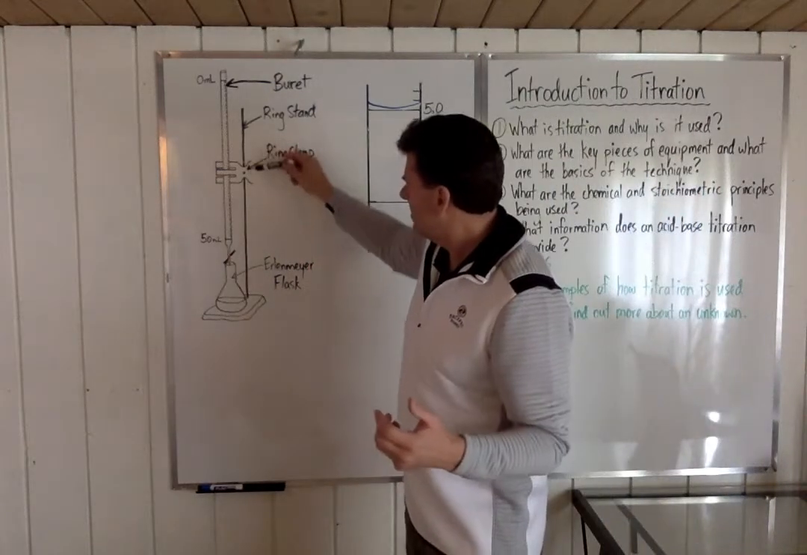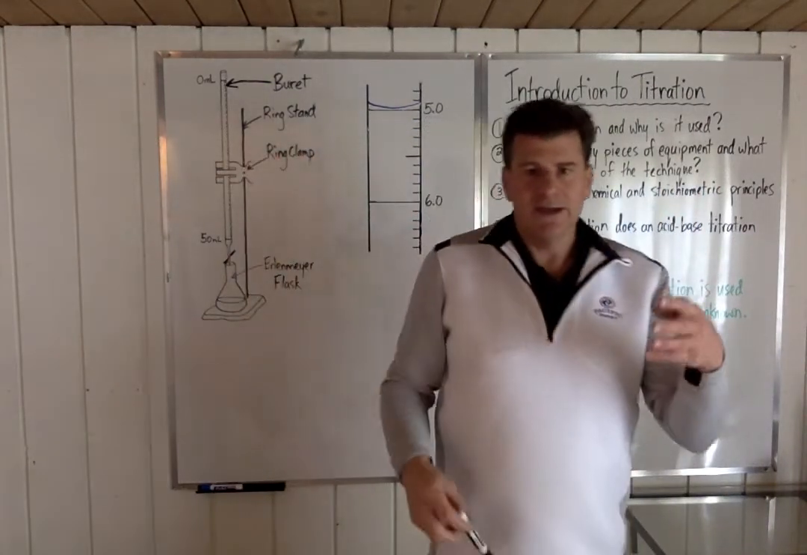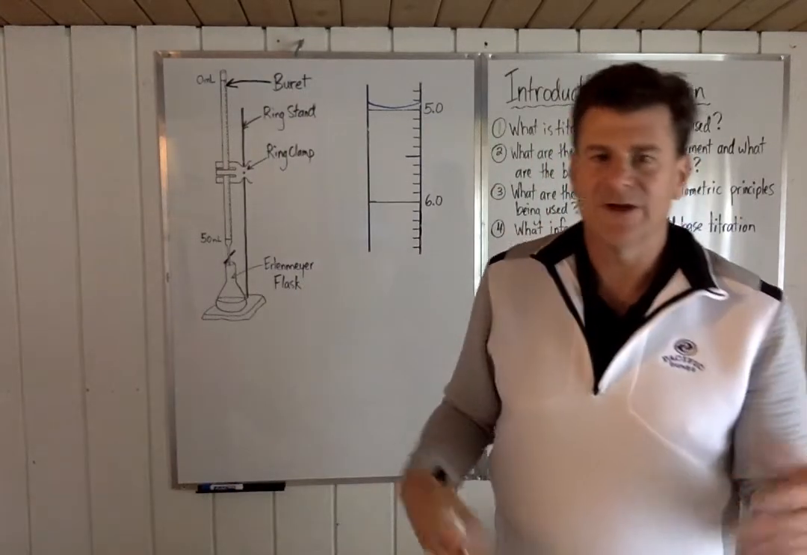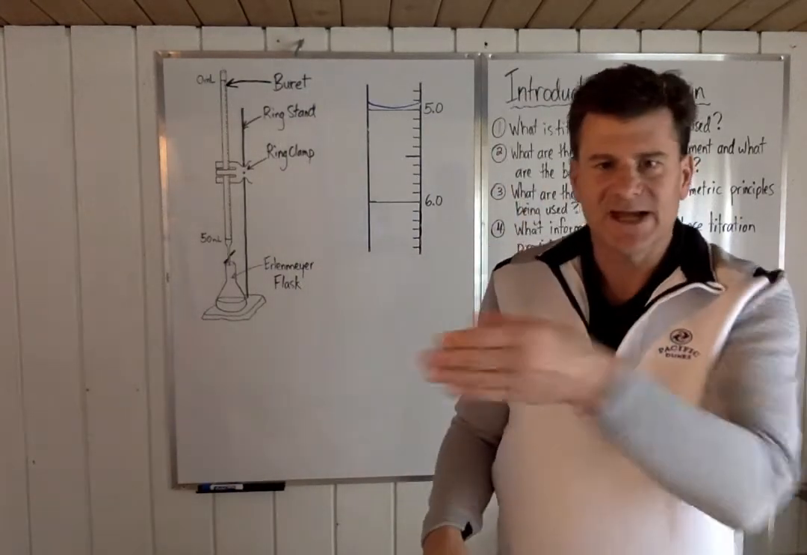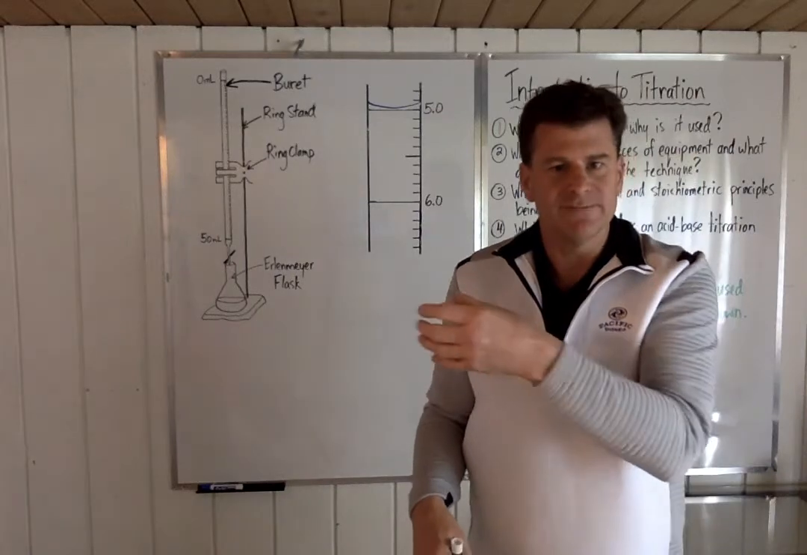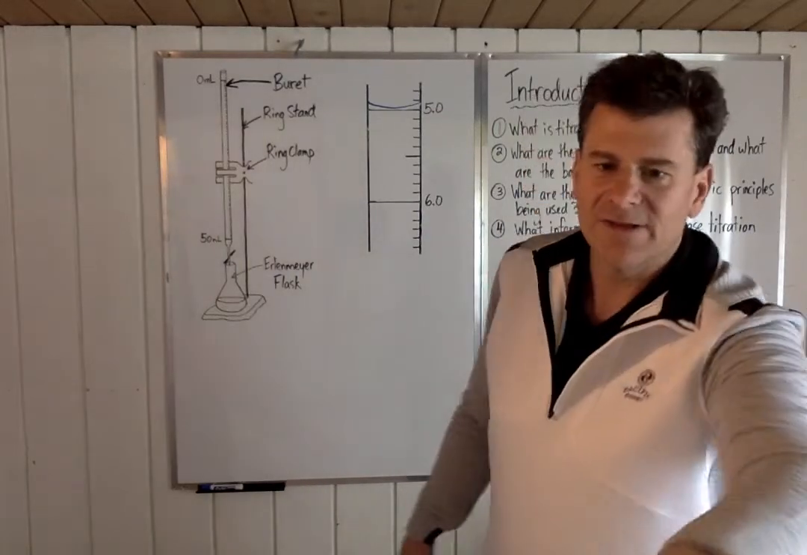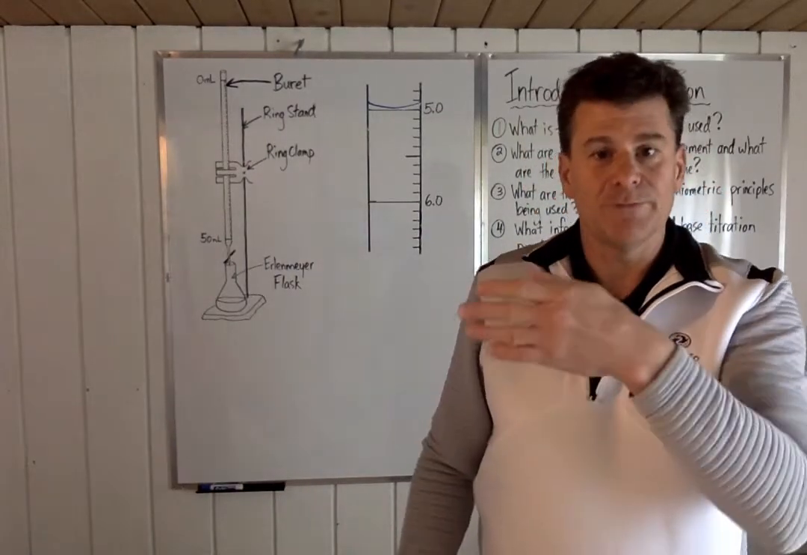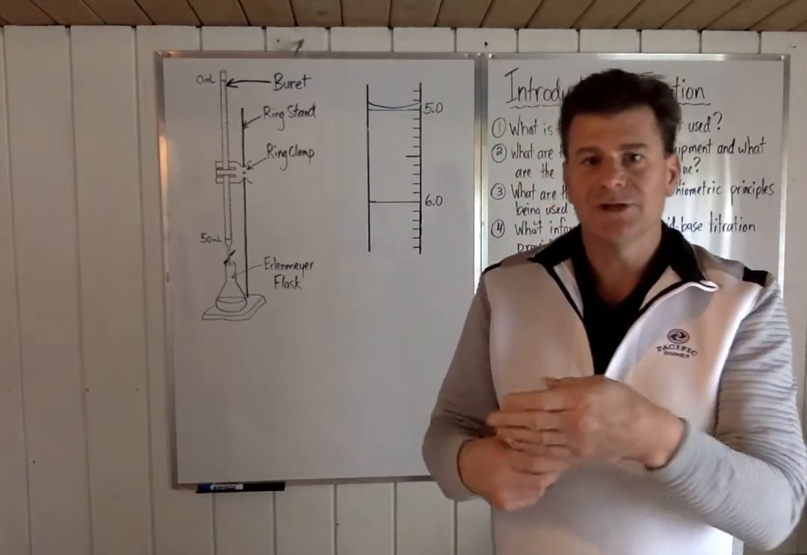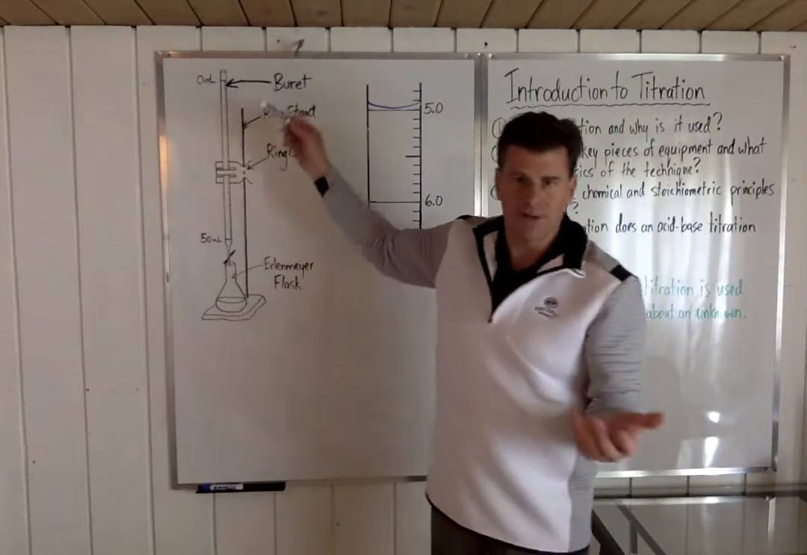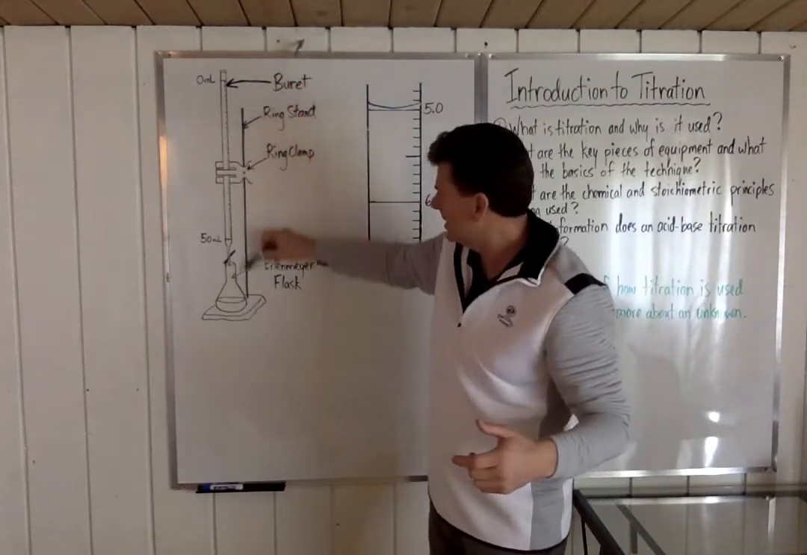So the burette clamp, there are different versions of them, but they tend to just clamp onto the glass tube and they're pretty tight on there. So they clamp onto the glass tube and then you attach your burette clamp onto a ring stand. Okay? And you've probably all seen ring stands before. So there's a ring stand.